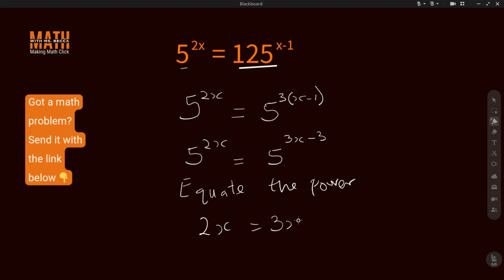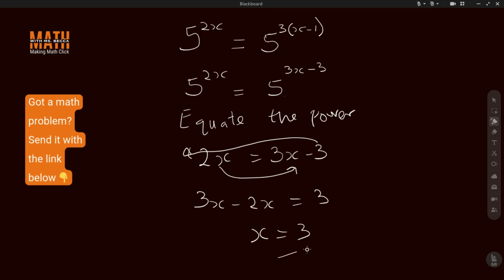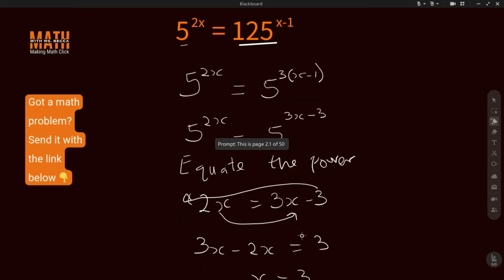to 3x minus 3. Now let's collect the like terms. Then we'll have 3x minus 2x equal to 3, because if this comes here, it becomes -2, and if this comes here, it becomes +3. So 3x minus 2x will now be x. So x is equal to 3. For this question, x is equal to 3.